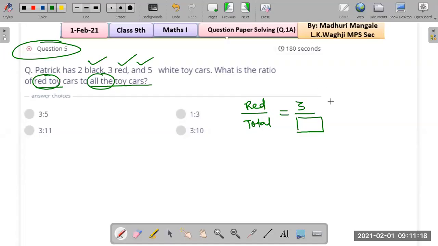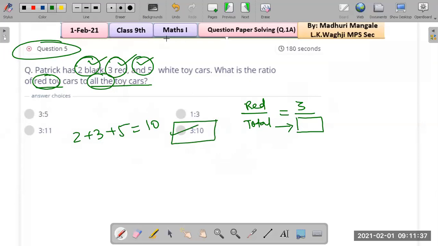So come back to the Zoom page, and you should be able to see this same question. Just check, we just had to enter the total over here, right? So what is the total? 2 plus 3 plus 5. The total was 10, isn't it? So the correct answer is 3:10. Okay. We move to the next question.